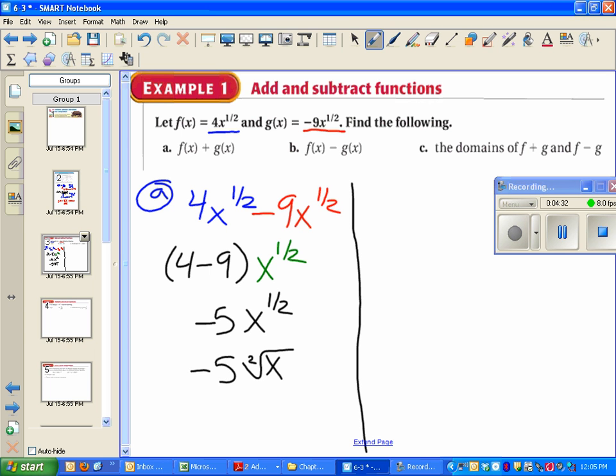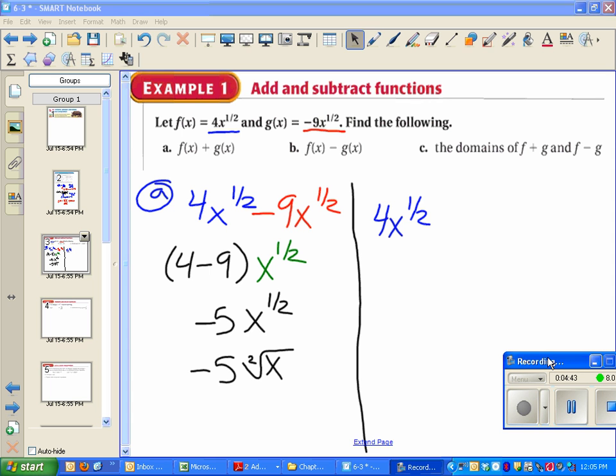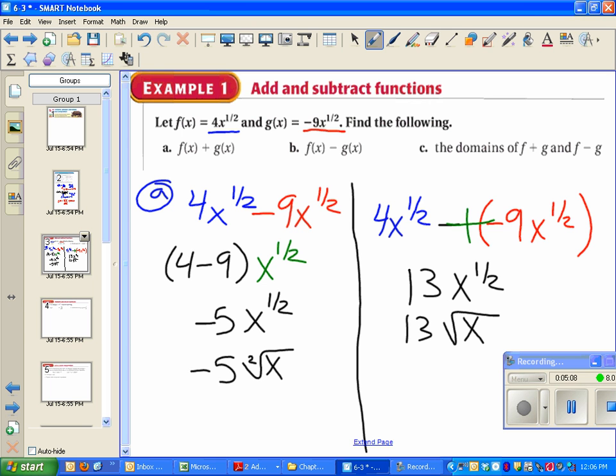Now let's do B. For B, we're going to subtract them. So we have, again, f of x, which is 4x to the 1/2 power. We're going to subtract -9x to the 1/2 power, so that will turn into a positive. And then we're going to have 13x to the 1/2 power. We can also write that as 13 times the square root of x. Those are equivalent. So now we're going to find the domain.